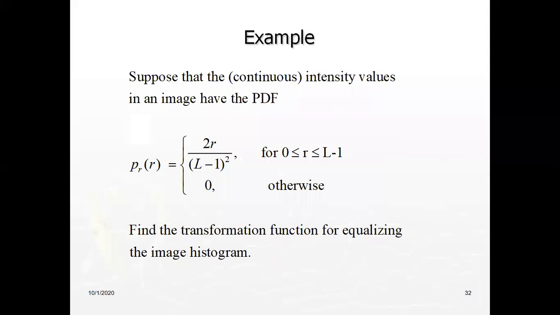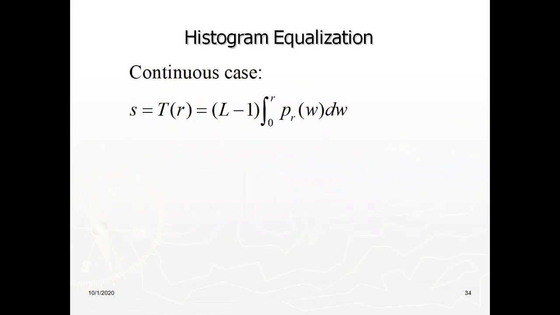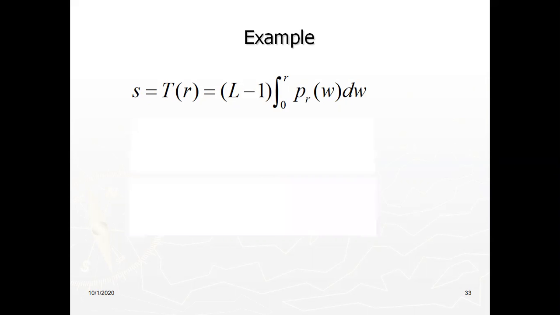So therefore we'll get this type of equation: (L-1) integral 0 to r of 2w by (L-1)^2 dw. So this is a constant, you can just take it out. It will be 1 by (L-1), and 2w, if it is integrated, you will get w squared, and if you substitute the limits, it will become r squared. So we'll get r squared by (L-1). Thus we can get the expression for s.